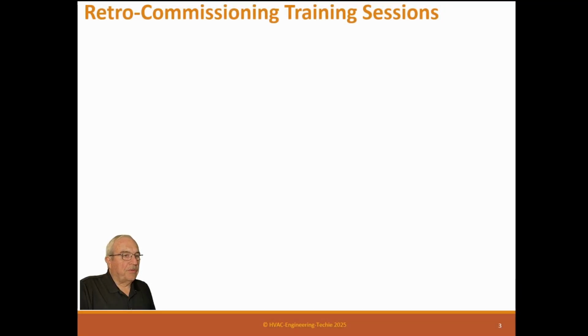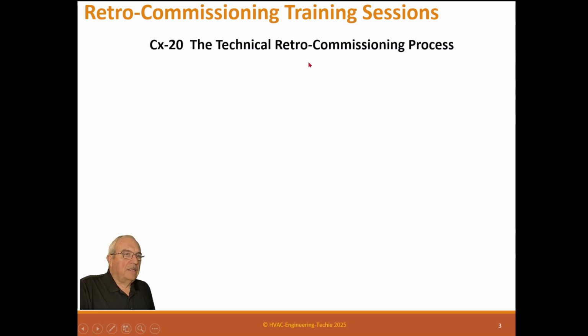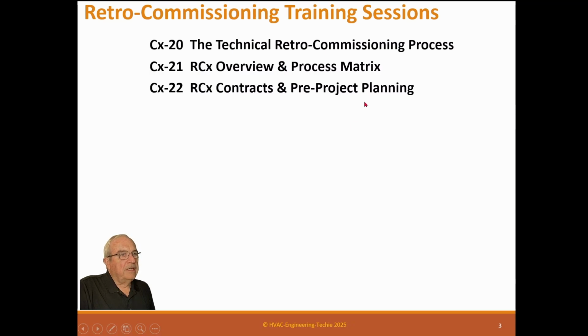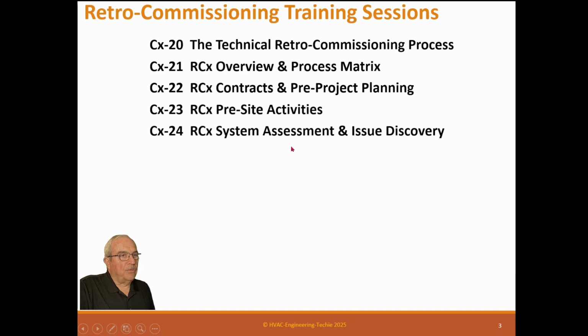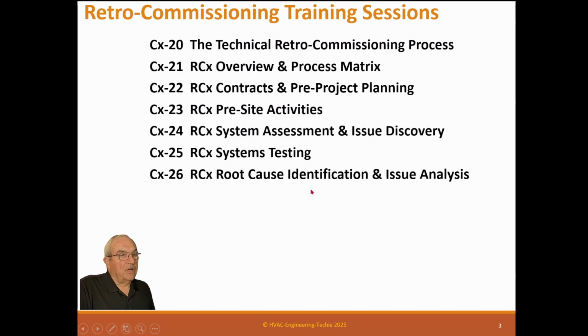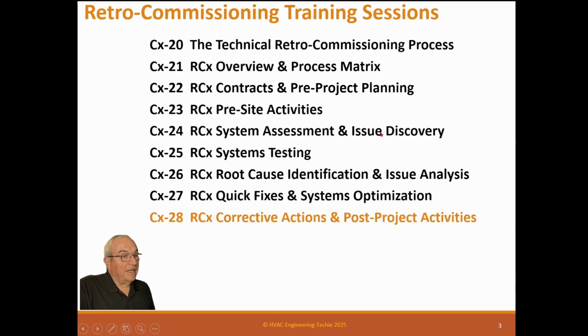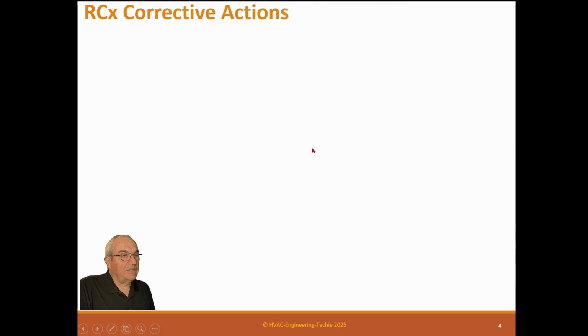All right, we'll review the other modules, even though I think probably most of you by this time will know what they are, but I'll run through them quickly in case you're new to the session. So Cx-20 is the technical retrocommissioning process. 21 is the overview of the matrix. 22 is the RCx contracts and pre-project planning. 23 is pre-site activities. 24 is system assessment and issue discovery. Cx-25 is system testing. 26 is root cause identification, issue analysis. 27 is quick fixes and system optimization. Today's video is 28, which is RCx corrective actions and post-project activities.